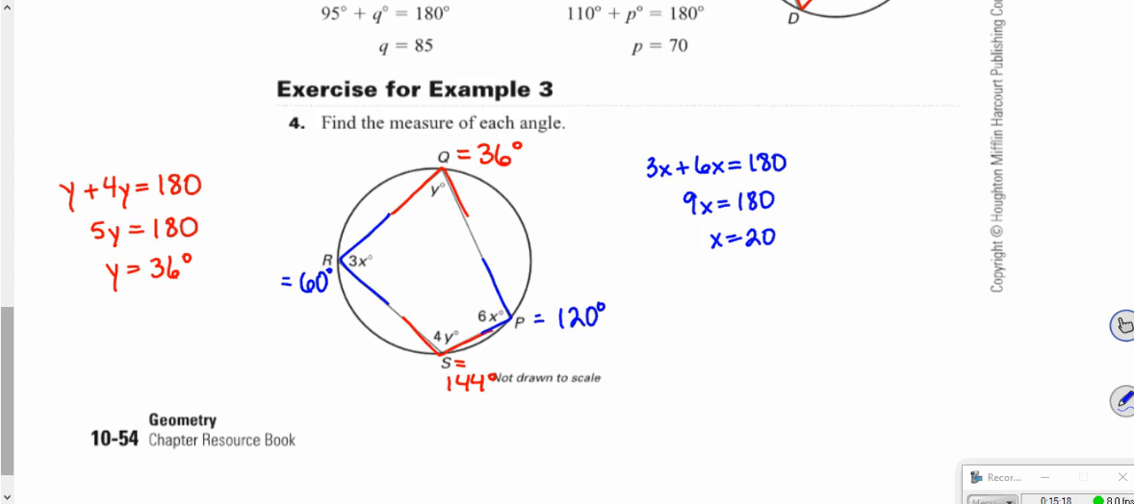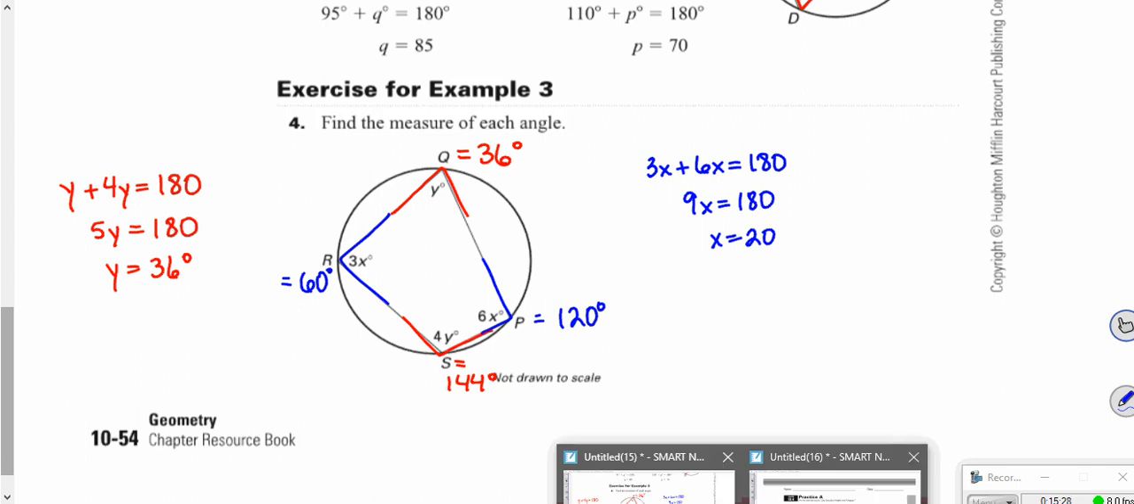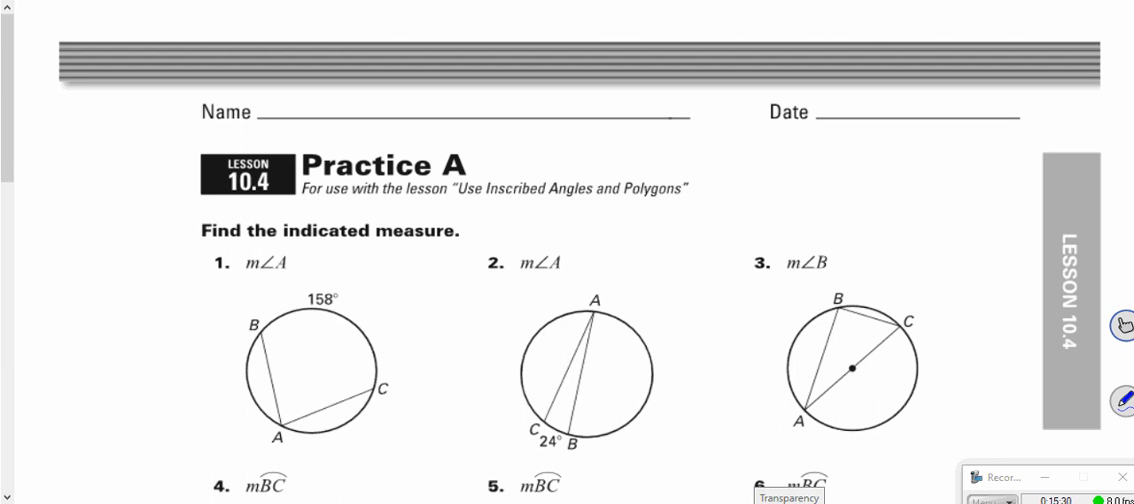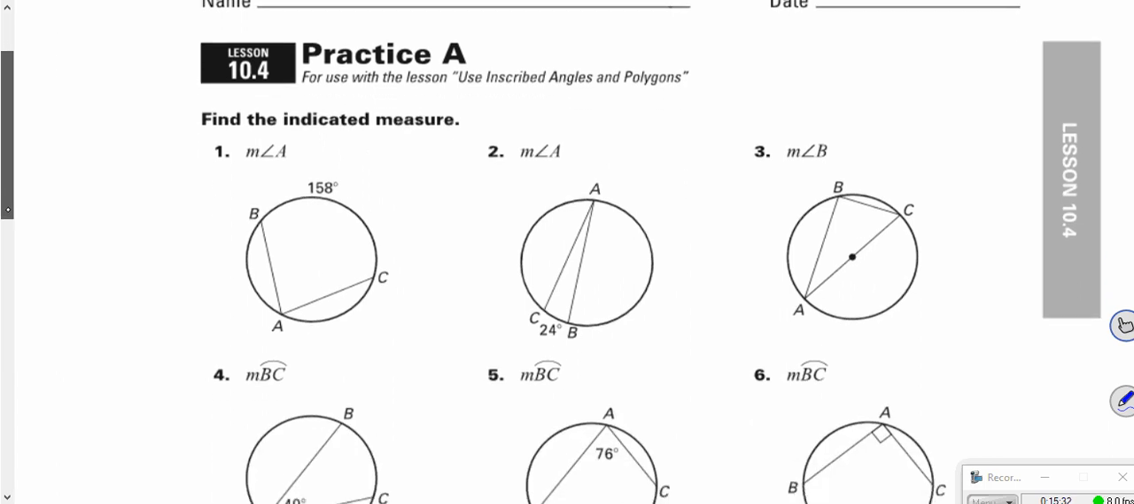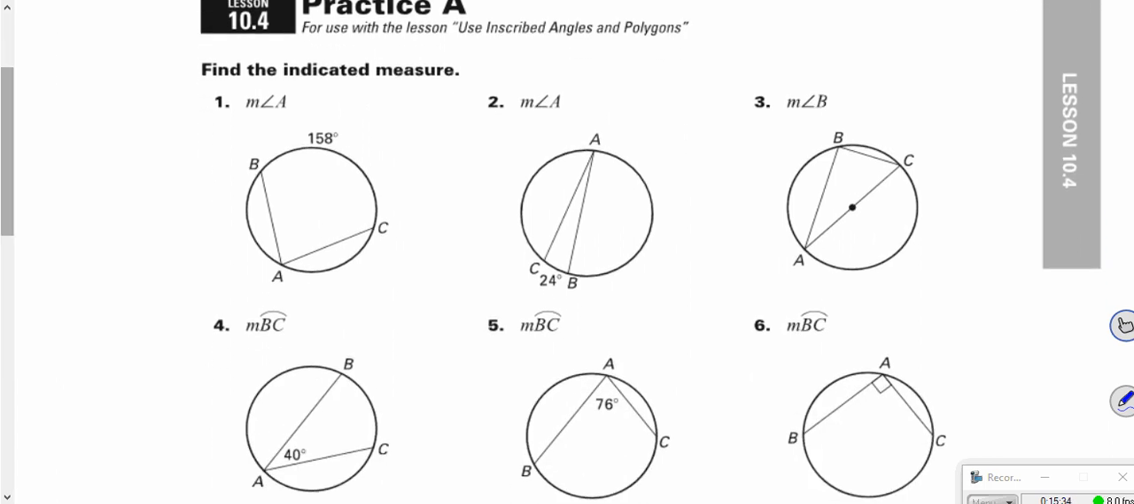Okay, let's now practice A. Find the indicated measure. Again, I'm just going to randomly pick some out of here.